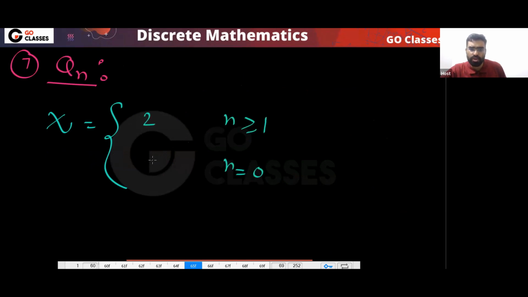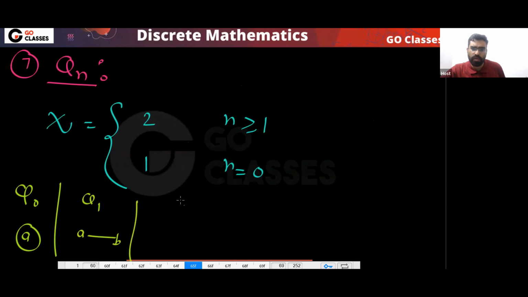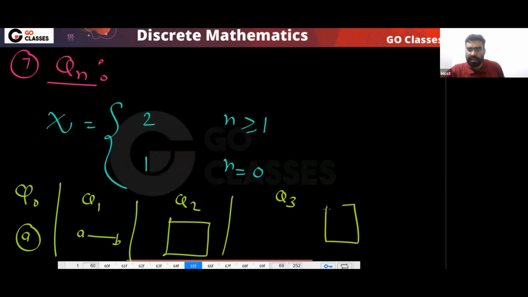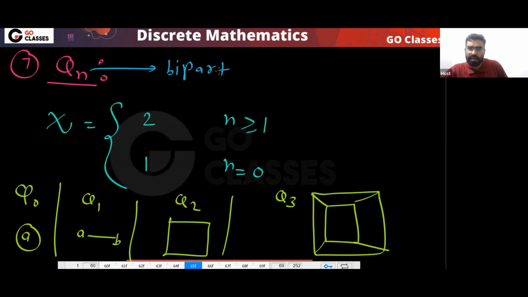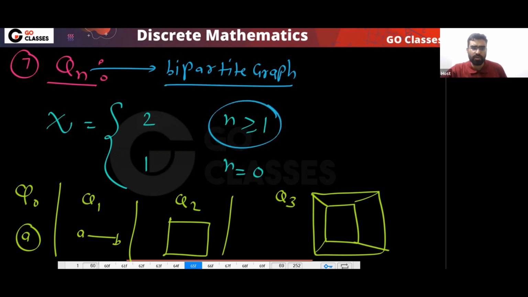But if n is 0, like Q0, then the chromatic number will be 1, because Q0 means only a single vertex. Q1 means like this. This is Q1. And Q2 is like this. And Q3 is like this. So this is the idea. Remember, this is a bipartite graph. And if n is greater than or equal to 1, then there will be at least one edge, then the answer will be 2. And if n is equal to 0, then the answer will be 1.